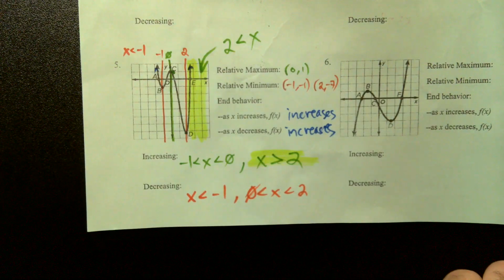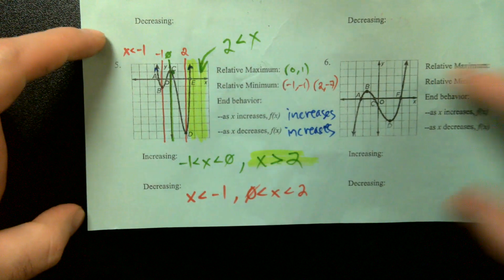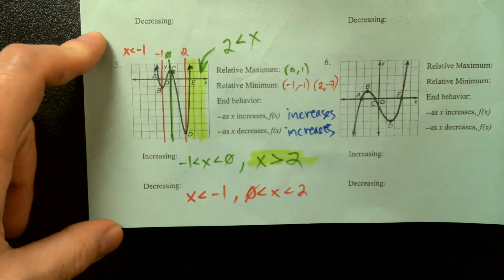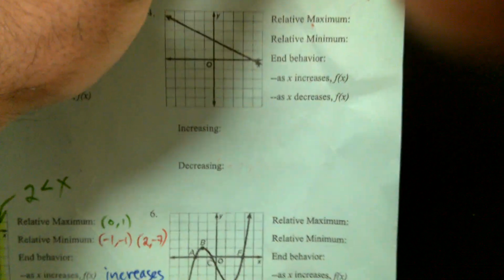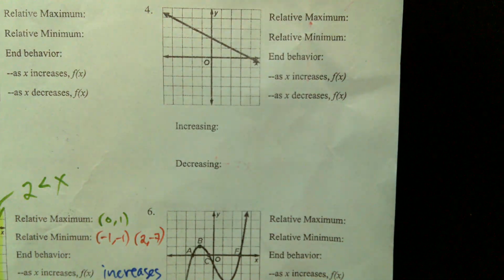Sound good? Yeah. Any questions I can answer on number 5? How about we take a look at number 4? Now, number 4 is interesting, right? The line looks much simpler. That's not harder. It's easier. It is simpler. How many bumps do you see on this graph? I don't see any bumps at all. I just see a straight line, right?